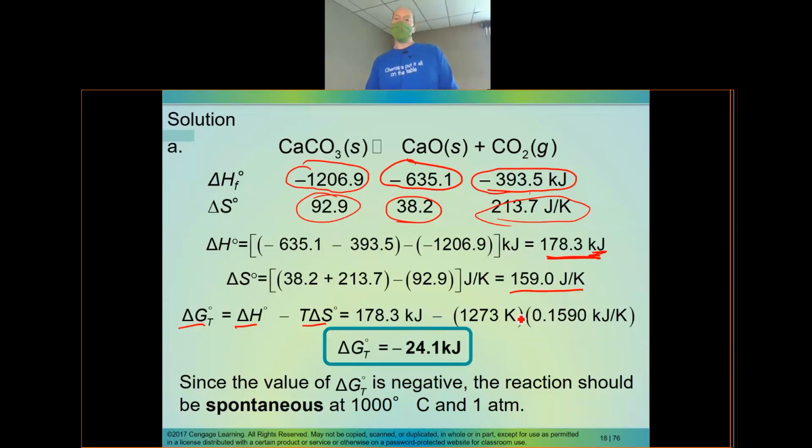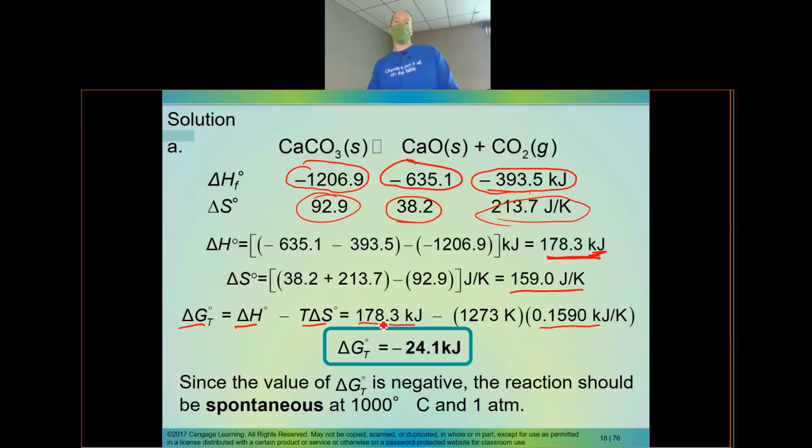Units have to work out. So since delta G is normally given in kilojoules, I'm going to leave my delta H in kilojoules, and I'm going to convert my delta S into kilojoules. All right, so my temperature in Kelvin is 1,273, and now my delta S converted to kilojoules per Kelvin is 0.159 kilojoules per Kelvin.